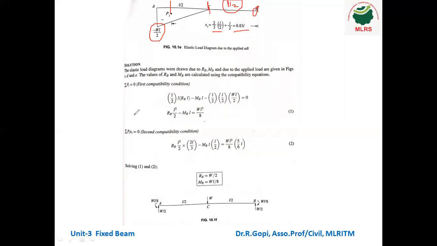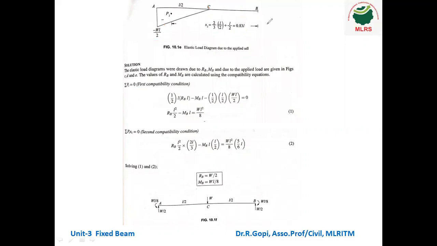What is Moore's first theorem? It is A divided by EI, that means the area of the bending moment diagram divided by EI. The second theorem, which we already saw in the propped cantilever beam, is A x bar divided by EI. So in the first compatibility condition, we have to apply only the area of the bending moment diagram.